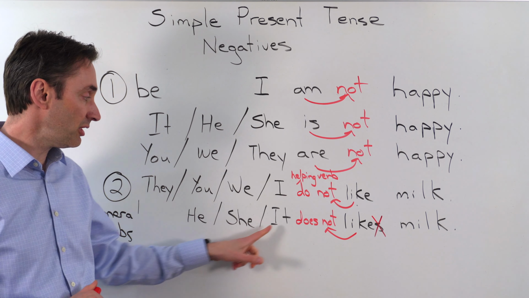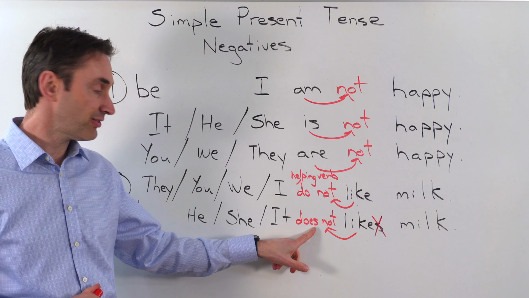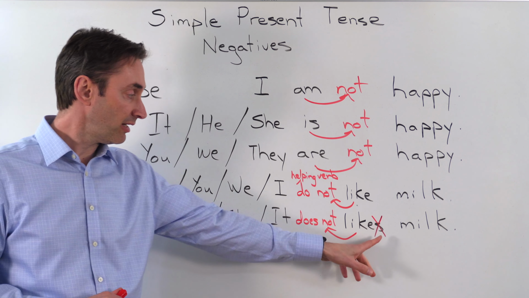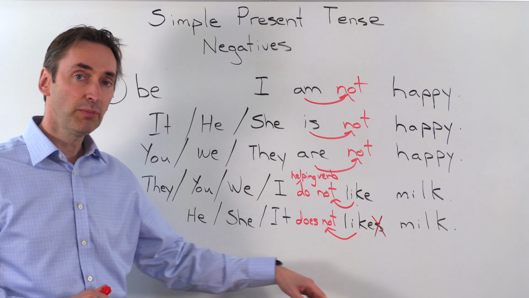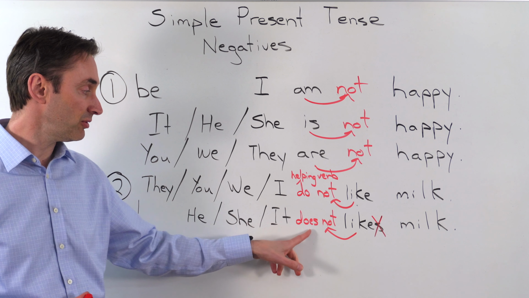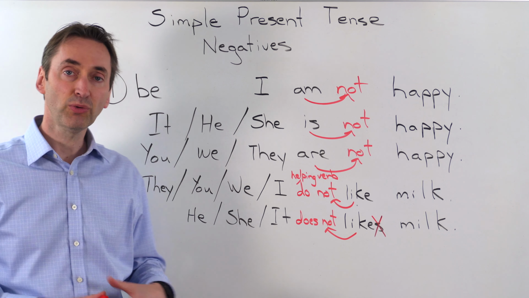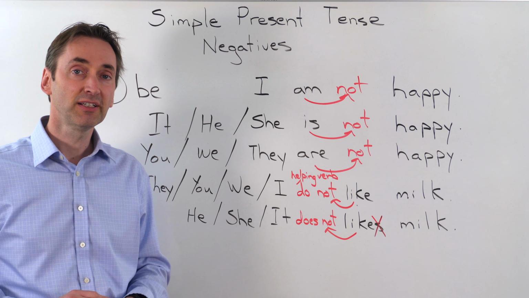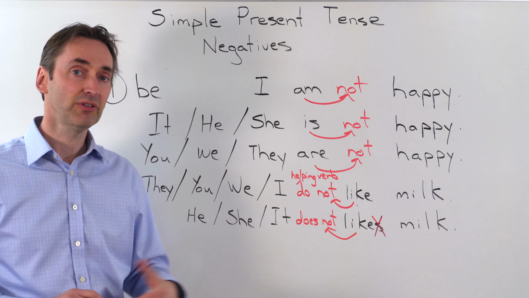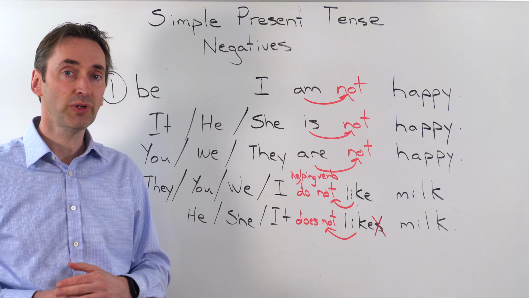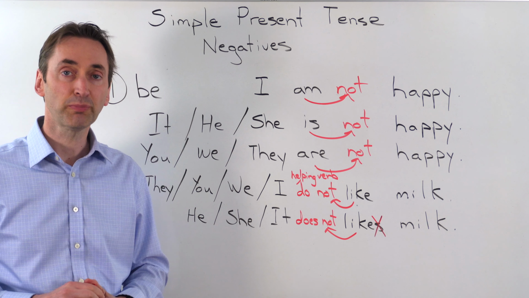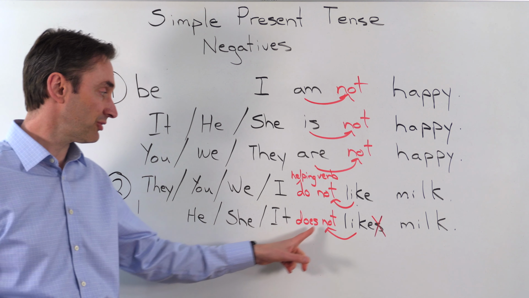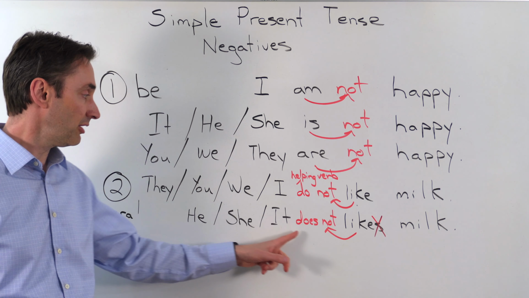With he, she, and it, we add an S to the helping verb. In the affirmative form, we added the S to the main verb. But with the negative form, we add the S to the helping verb. The rule for adding S is the first verb after the subject. The first verb gets the S for he, she, or it, and the other verb goes back to the root form. It does not like milk. She does not like milk. He does not like milk.